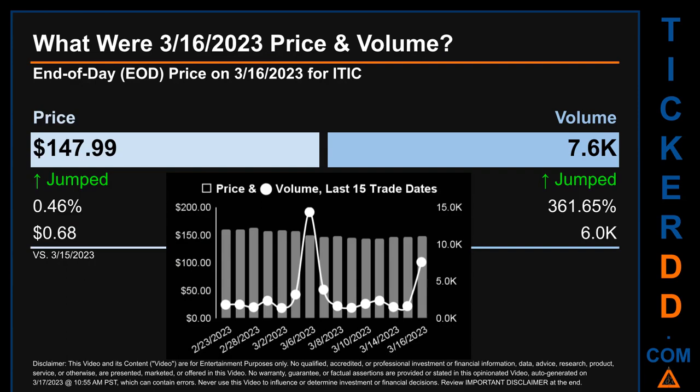Across a range of $19.36, the max and minimum end-of-day price were respectively $163.35 and $143.99. Volume saw a range of 13,000, from a day low of 1.4 thousand to a day high of 14.4 thousand.